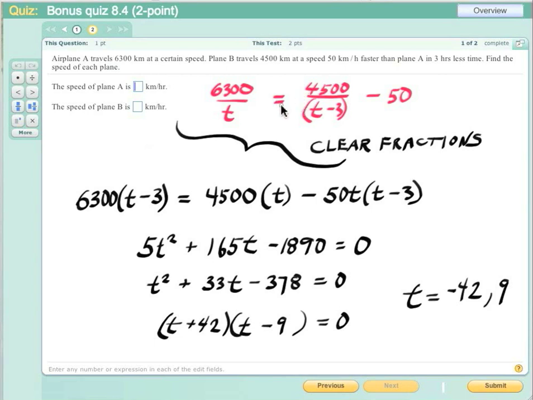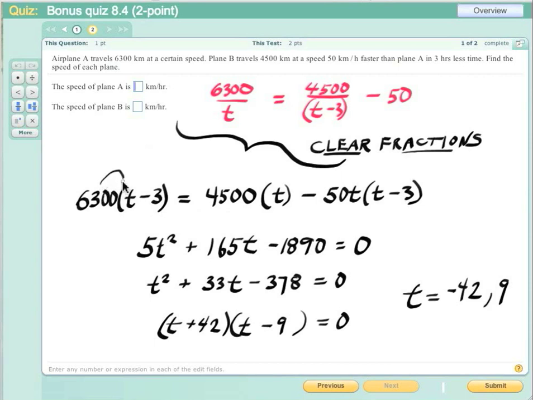And now we are really in chapter 6. We have a rational equation. And so the game here was to clear fractions. And I multiplied both sides by the least common denominator, t times t minus 3. When I did that, I ended up with this equation. The fractions, of course, collapsed.